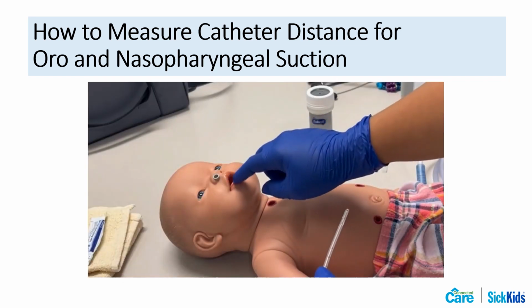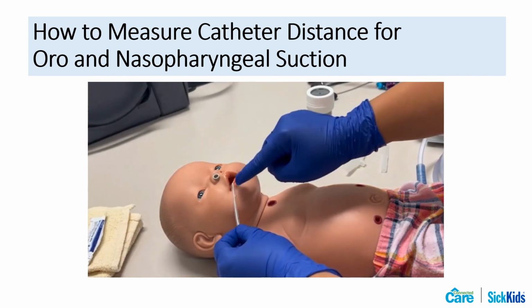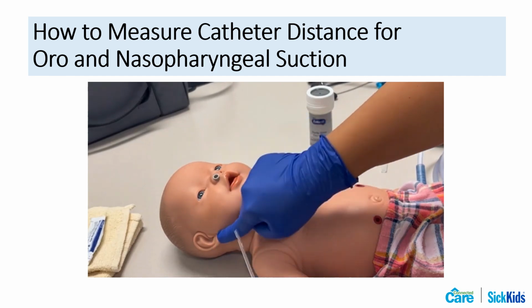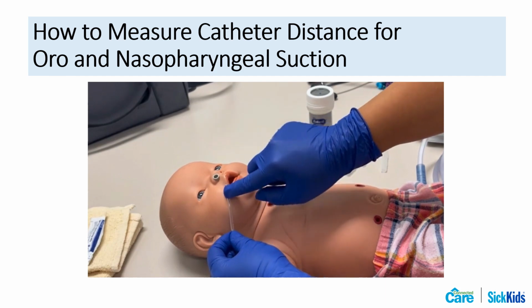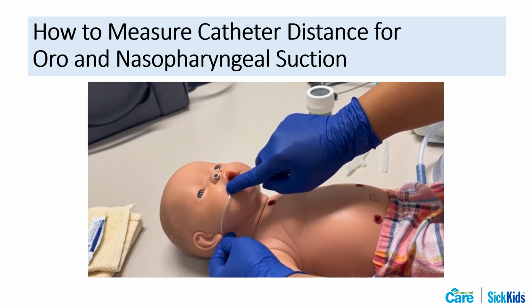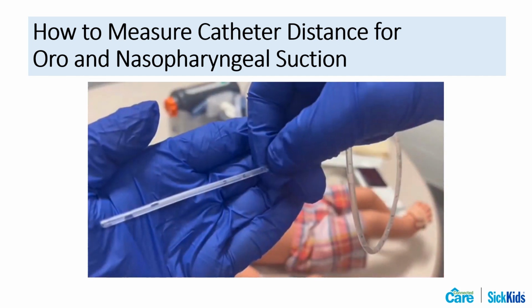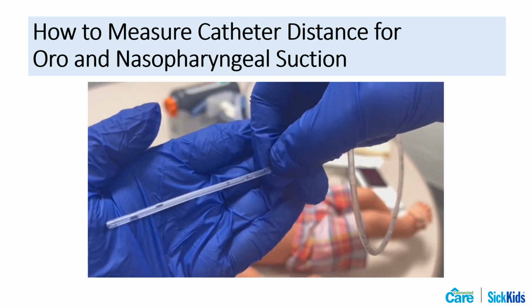To measure the depth of which you need to suction for oral pharyngeal suctioning, take the tip of your suction catheter and begin at the corner of the mouth, then measure to the bottom of the adjacent earlobe. This case is 7 centimeters.